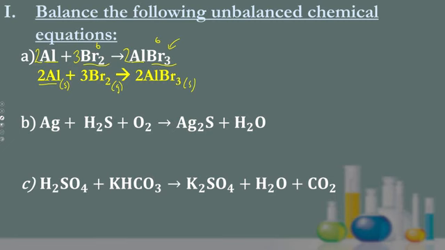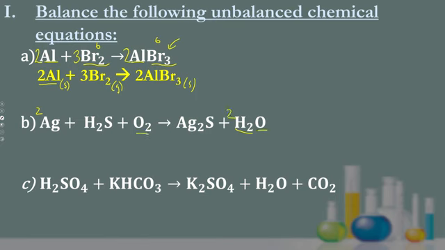Okay, next we have silver plus H2S plus O2, giving silver sulfide plus water as well. So to work that one out, we have silver as being 2. Let's just work out silver, 2 there. Sulfur is 1, so that's all good. H, we have 2 H's, 2 H's. We have 1 oxygen, we have 2 oxygens.